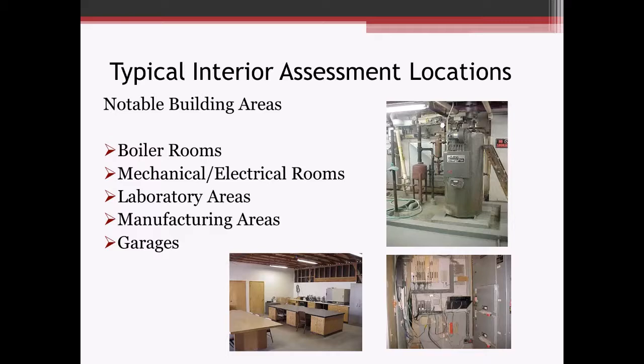Notable building areas that you'd often see a lot of typical hazards: boiler rooms, mechanical and electrical rooms. They have a lot of equipment in there, whether insulation materials that might be asbestos, paints that might be lead, pumps, motors, things like that that could have petroleum products, or even boilers with mercury-containing switches. So good to note. Take a good long look at what you have in your boiler, mechanical, and electrical rooms.